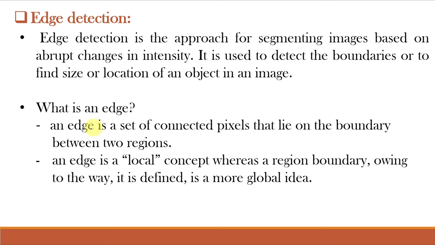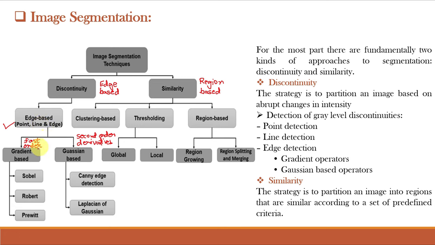So what is an edge? An edge is a set of connected pixels that lie on the boundary between two regions, and an edge is a local concept, whereas region-based segmentation, owing to the way it is defined, is a more global idea. So this edge detection can be done using the gradient operator or the Gaussian operator.